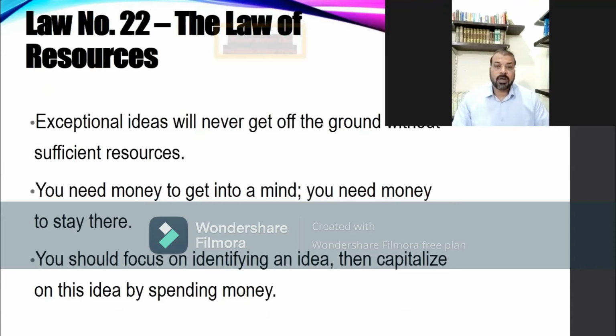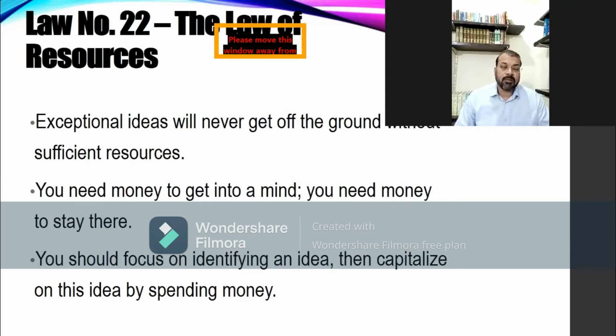The law of resources. It's again very important, because exceptional ideas will never get off the ground without sufficient resources. If you think that you have a wonderful plan, a robust brand plan, a robust campaign or idea, this will not work if the company does not have sufficient resources. That's why whenever we plan any target or give any forecast, we always give an expected expense detail with it, that this much amount will be spent, and then we'll be able to achieve goals. So your resources should be enriched. If you have ample resources, then you should enter that market with the product, with the campaign, with the idea.